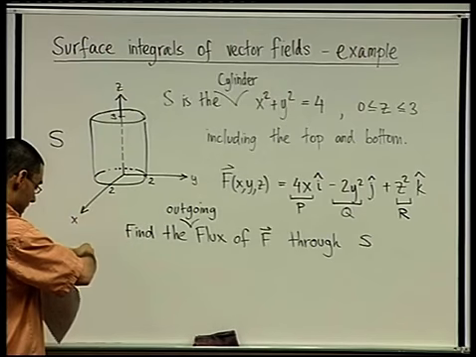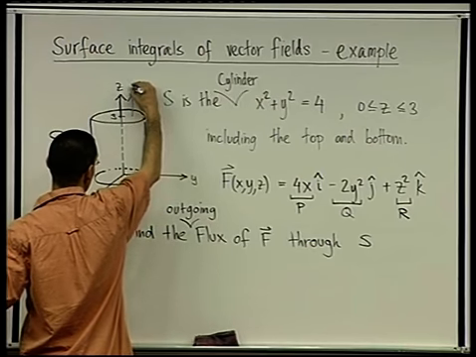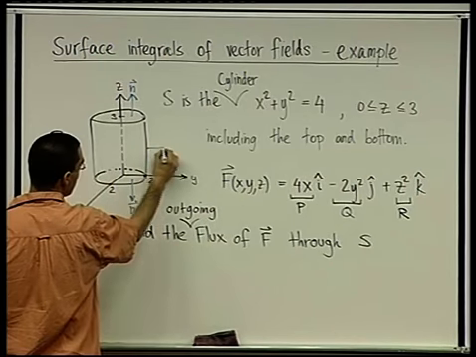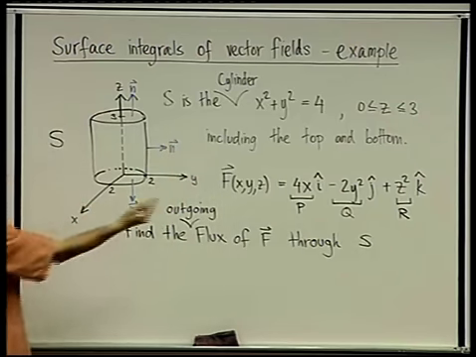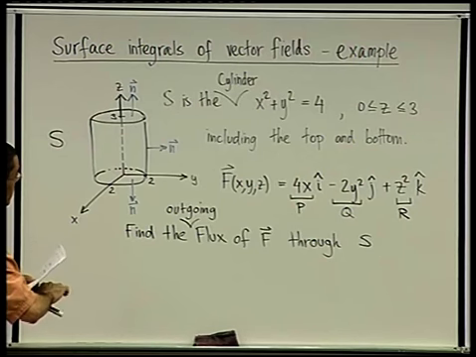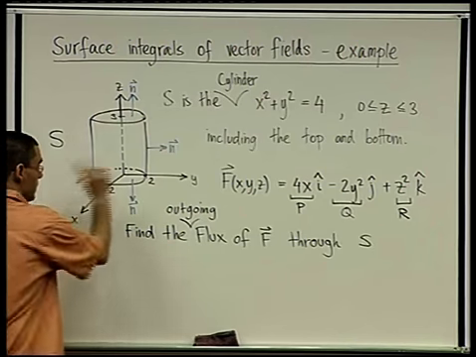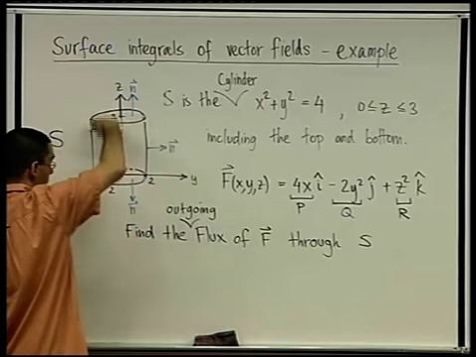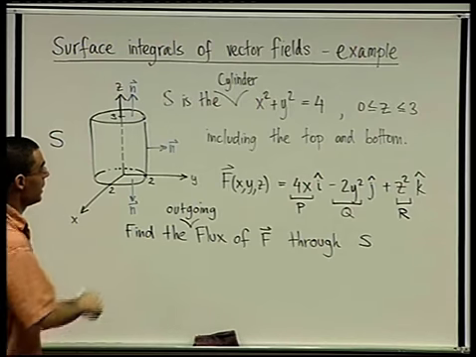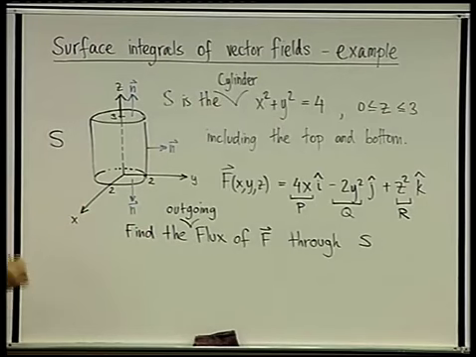Okay? So the normal on S is going to be, on the top, the normal is going to be pointing in this direction. On the bottom, the normal is going to be pointing in this direction. And on the sides, the normal is going to be pointing in this direction. Clear? And the way we're going to do it, we're going to break S into 3 surfaces. The side, which is just the cylinder. The top and the bottom, which are just 2 disks. And calculate the surface integral of the vector field on each one separately, and add them up.